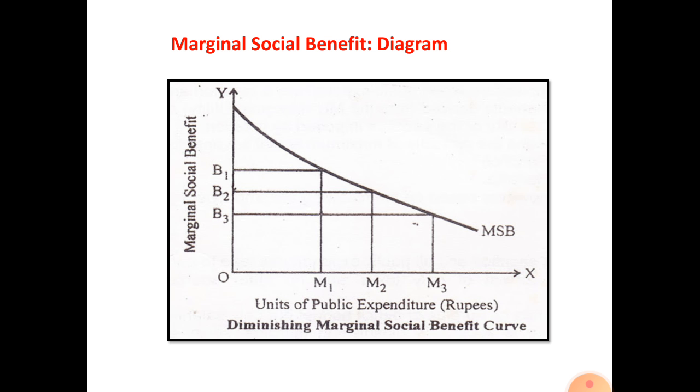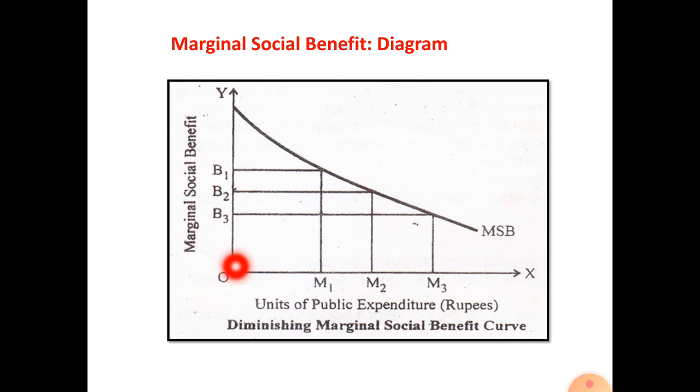This is the diagram. The X-axis represents units of public expenditure in rupees. The Y-axis represents the marginal social benefit. OM1 is the quantity of public expenditure, the initial. Next, the government spending on different activities is increased to OM2. Next it is increased to OM3.